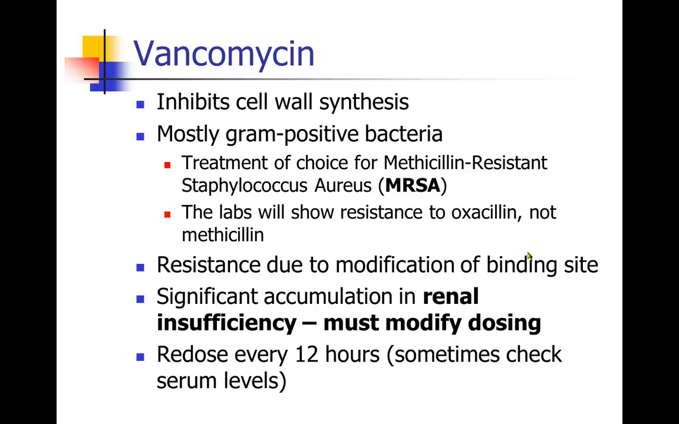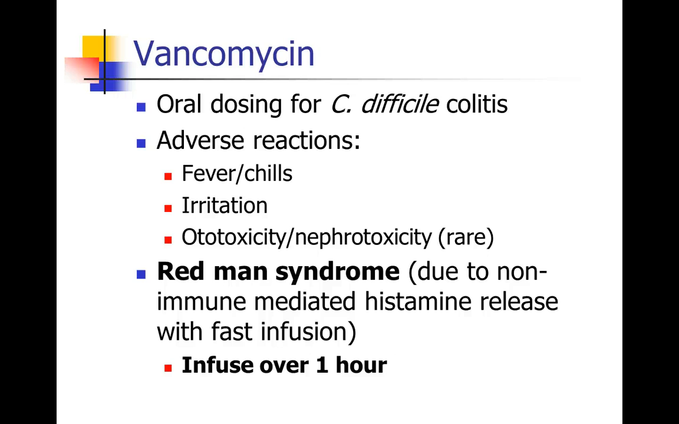Patients who have renal disease can have vancomycin accumulate in their bodies, and so you have to modify dosing, and sometimes we even check a vancomycin serum level. Otherwise, it's just redosed every 12 hours. Vancomycin can be given orally. It isn't really absorbed into the body very well, but it's a good treatment for C. diff colitis.